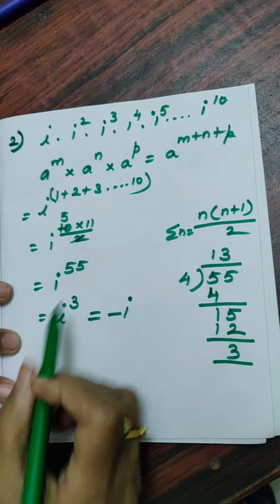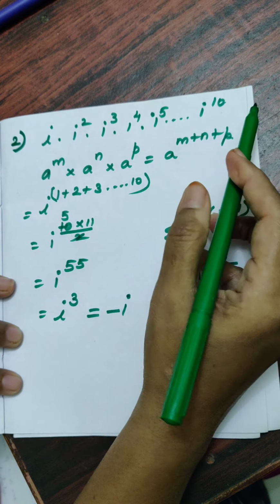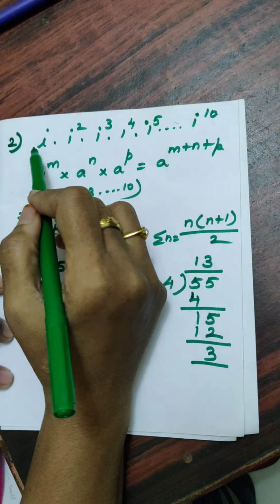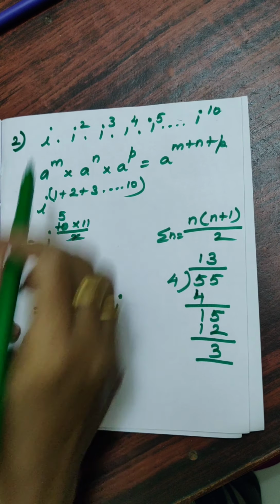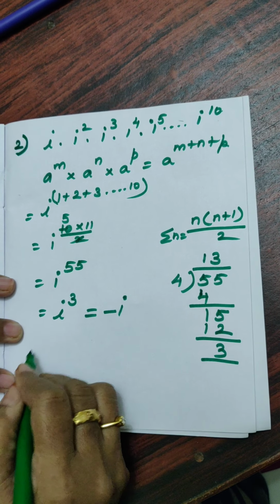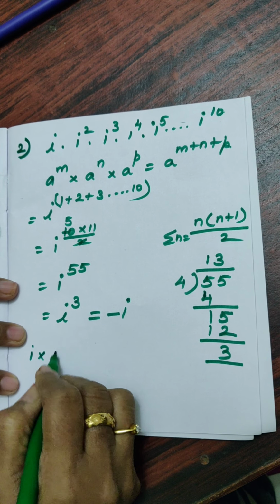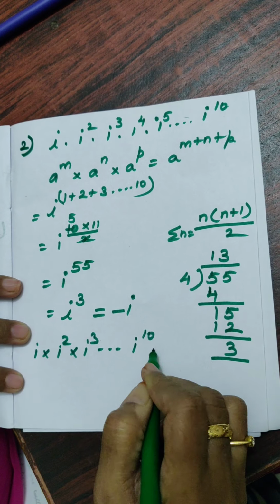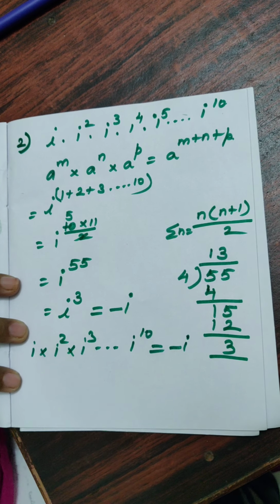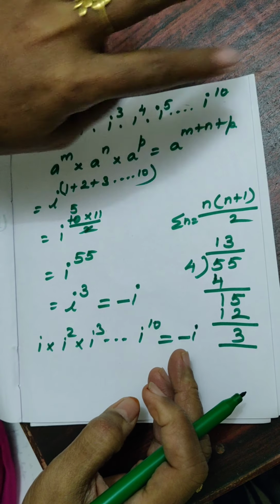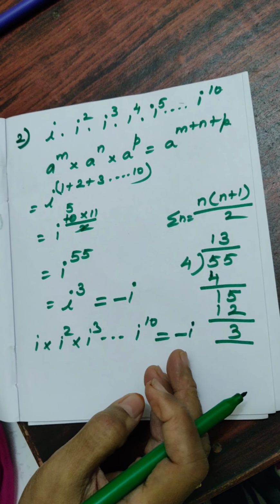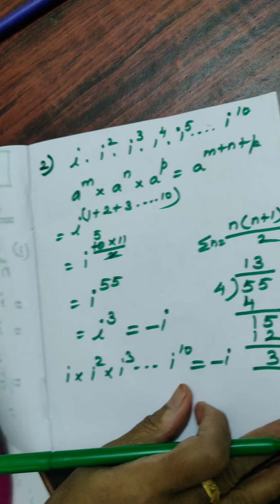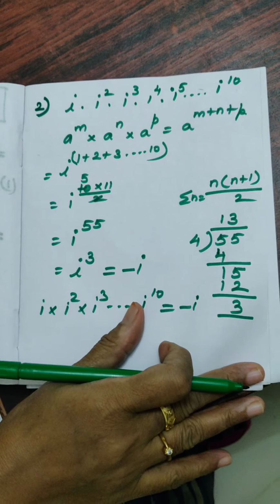So the product of the first 10 i's, with the last power being 10, that is i into i square into i cube etc. up to i power 10, gives the value minus i. So when i with different powers are given, we can add i, we can multiply i. In this way, I will give you some more problems to work out.